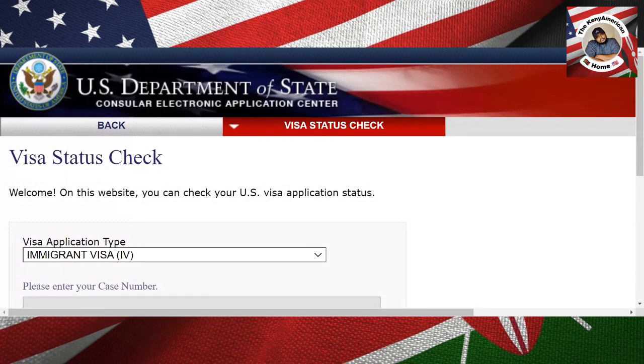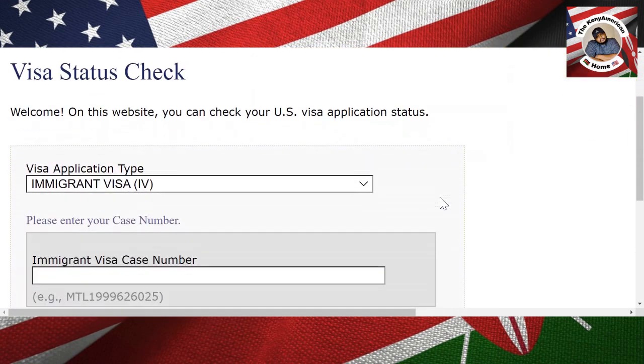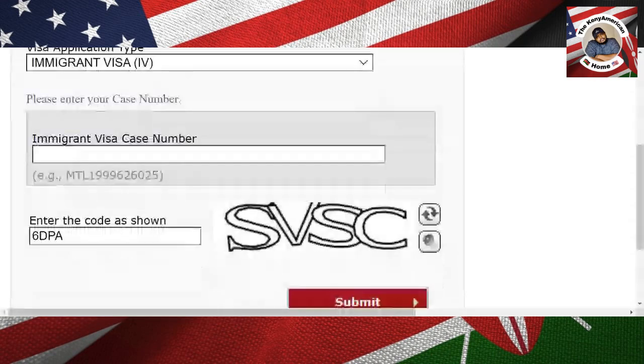So let me make it extra big, and so you want to come here to be able to check your visa status check. The first thing you want to do is make sure that you have selected the immigrant visa. So here's where you can check all your other visas. If you have non-immigrant visas, you can select non-immigrant visas, but we're only checking on immigrant visa. And then the next thing you do is you type in your case number.